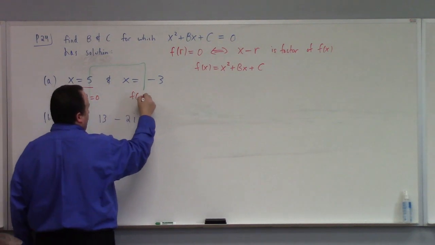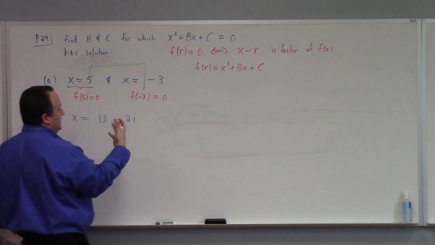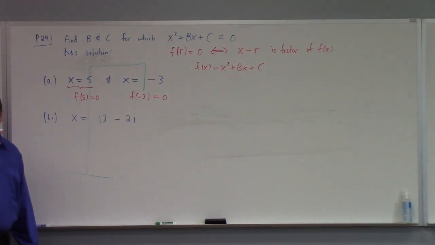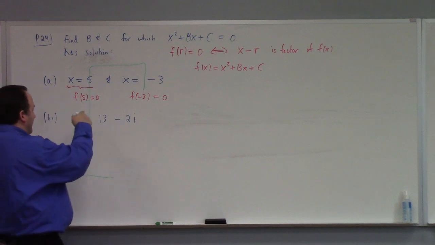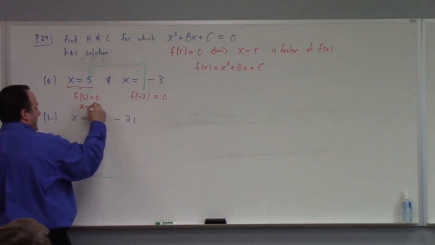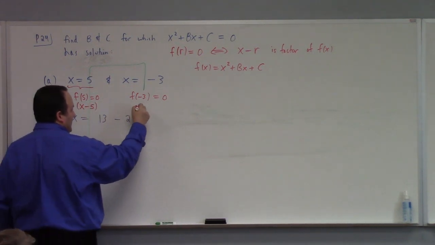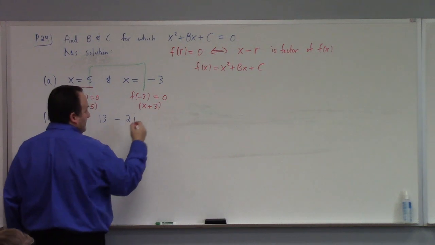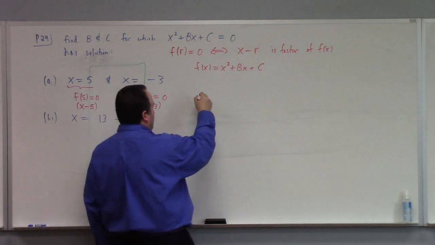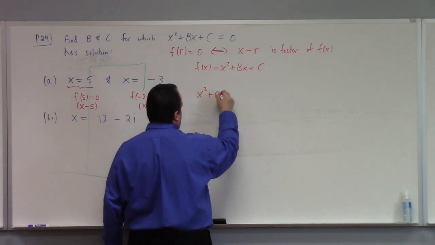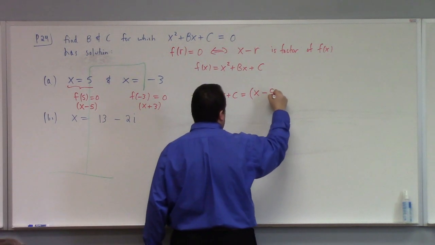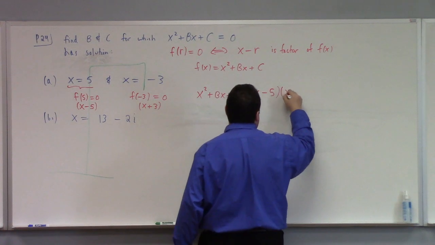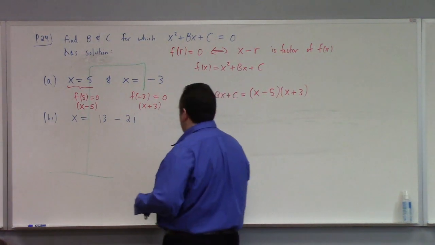This says f of minus 3 equals 0. That's what it means to have a solution, right? When you plug the number in, you get 0. Well, the factor theorem says that this means you've got x minus 5 as a factor. This means that x plus 3 is a factor, right? So that means x squared plus bx plus c is in fact equal to x minus 5 times x plus 3. So what are b and c?